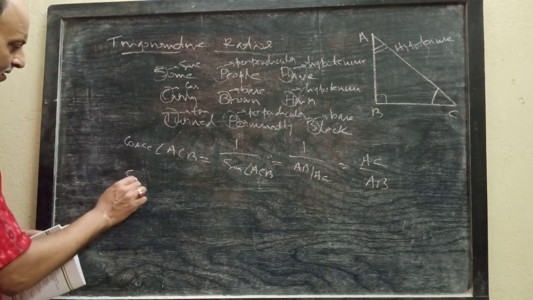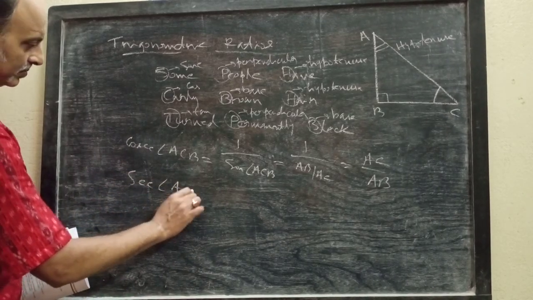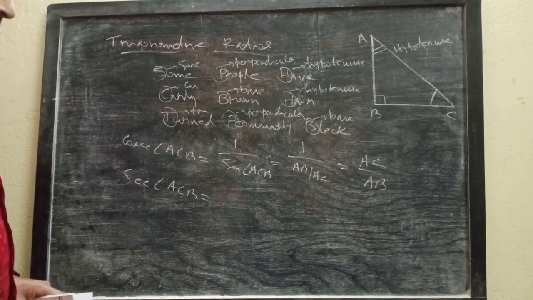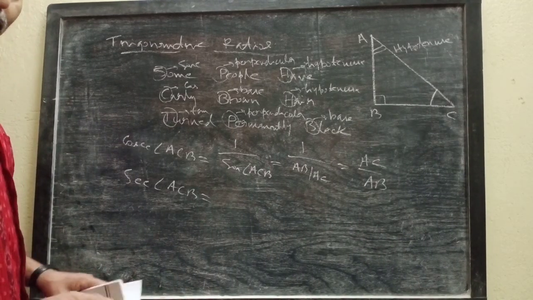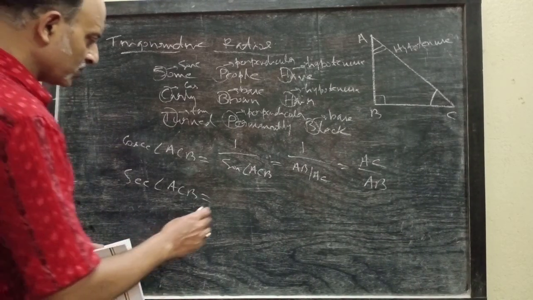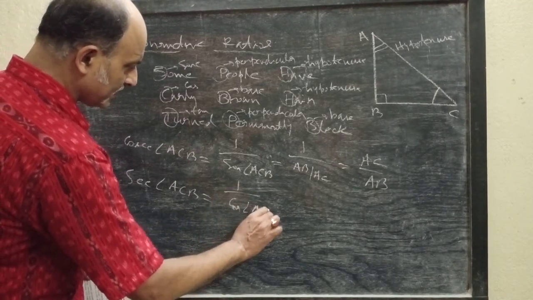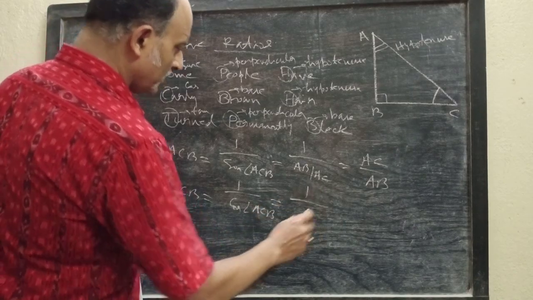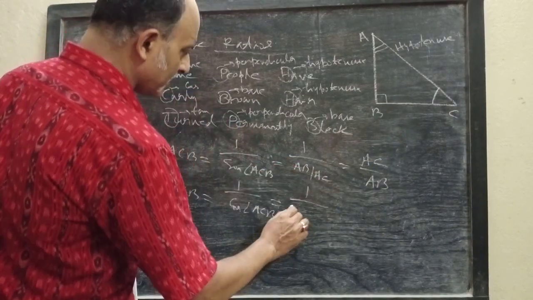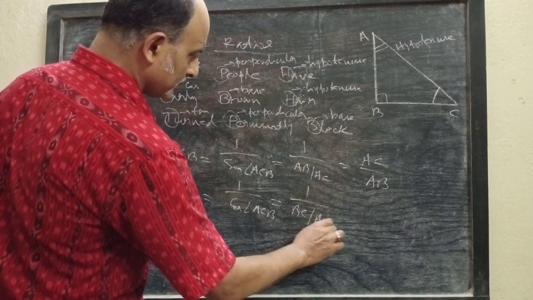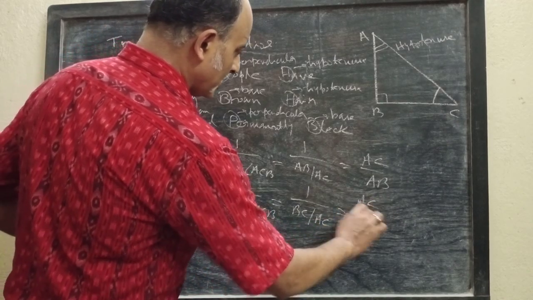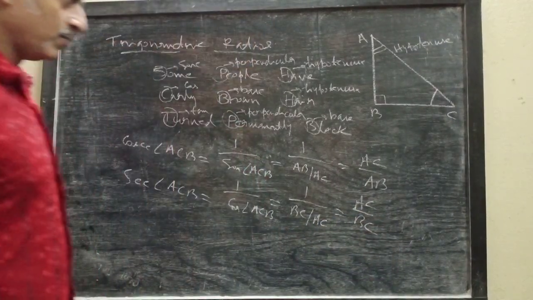Similarly, sec angle ACB. What is sec angle ACB? Secant and cosine are reciprocal of each other. So sec angle ACB will be 1 by cos angle ACB. 1 by cos angle ACB will be BC by AC. So this ultimately becomes AC by BC.